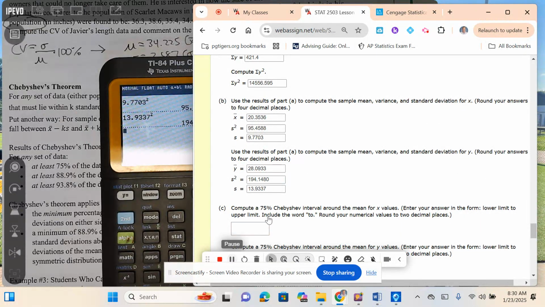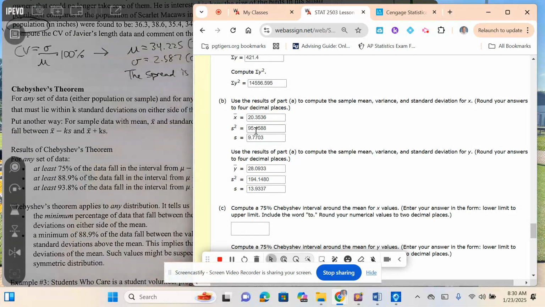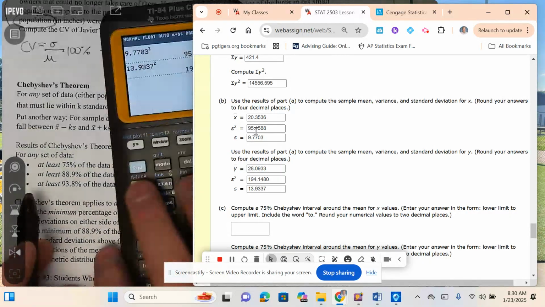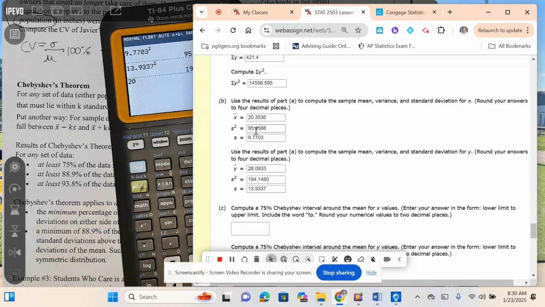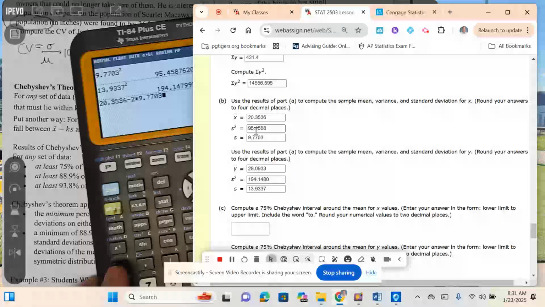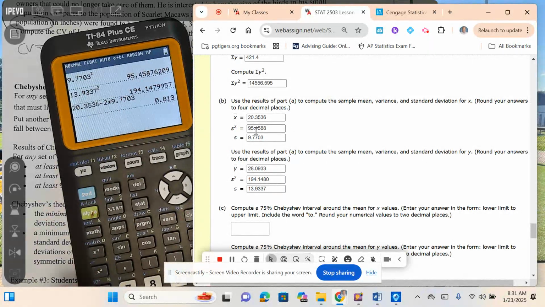Light work. Okay, so the Chebyshev interval, the 75% for the mean x values. You're going to use these values here. So the Chebyshev, for 75%, is mu minus 2 times standard deviation and mu plus 2 times standard deviation. My mean is 20.3536 minus 2 times the standard deviation, 2 times S. And we're using S here. All right. So I subtract 2 standard deviations, and then I'm going to add 2 standard deviations. It's going to create an interval.